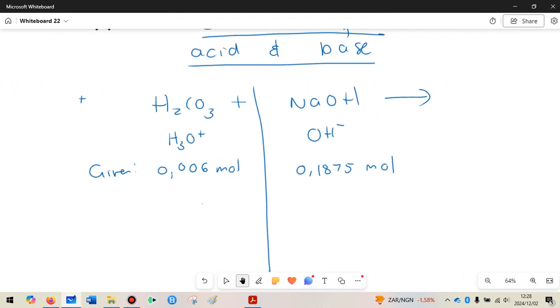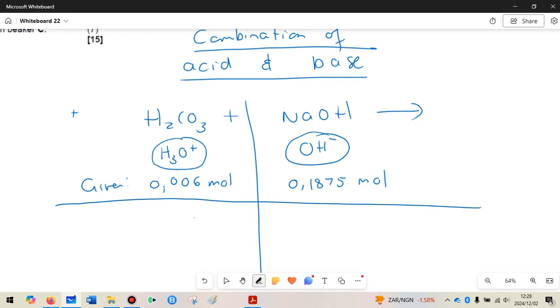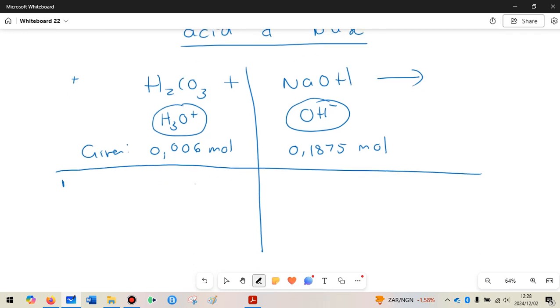So I've written down what they've given us here. We've worked out, rather, the mole of the carbonic acid, and we worked out the mole of the sodium hydroxide, okay, which is ultimately the same as the mole for the hydronium and the mole for the hydroxides. Okay, then, I like doing any sort of mole ratio things in columns, so I know which belongs. And again, if you do this, just make sure to write little labels. Then I'm going to work out which one is in excess here.